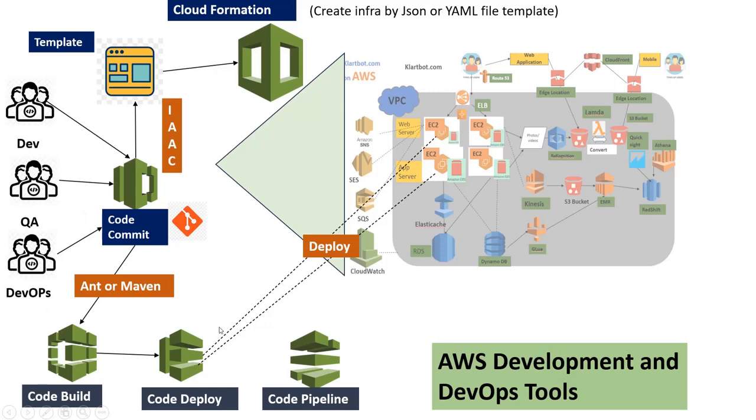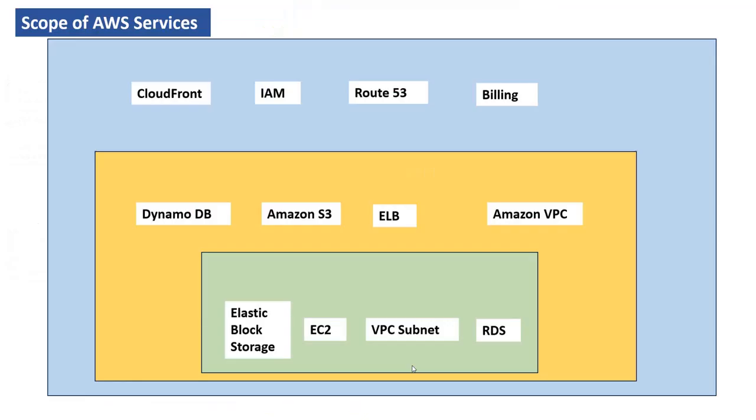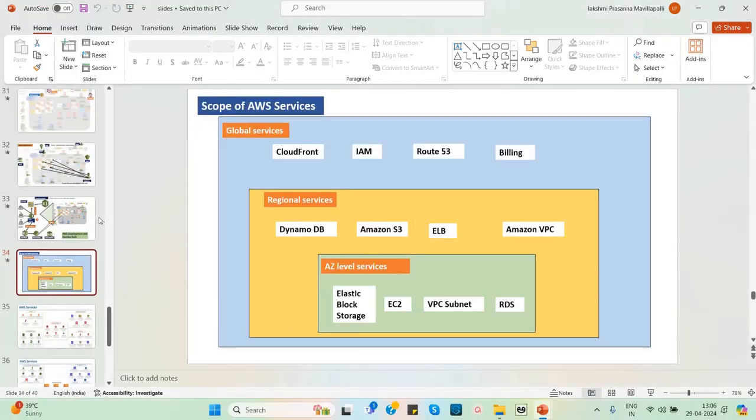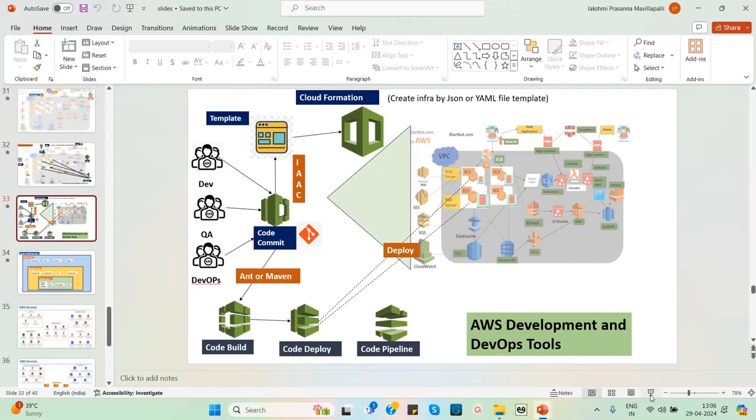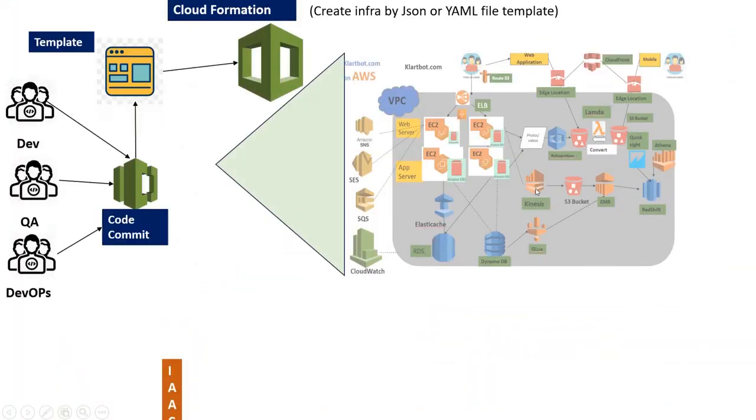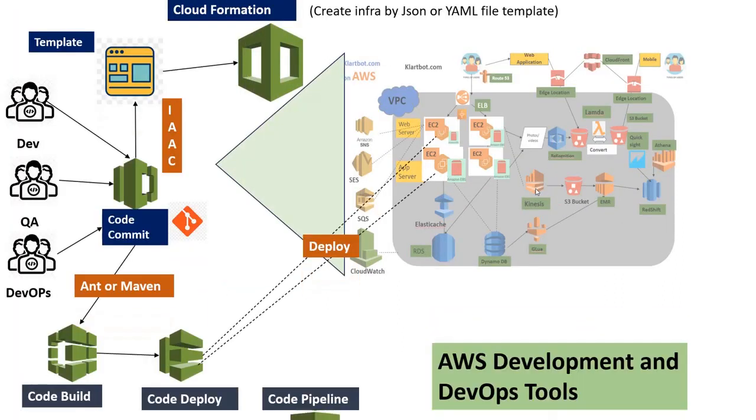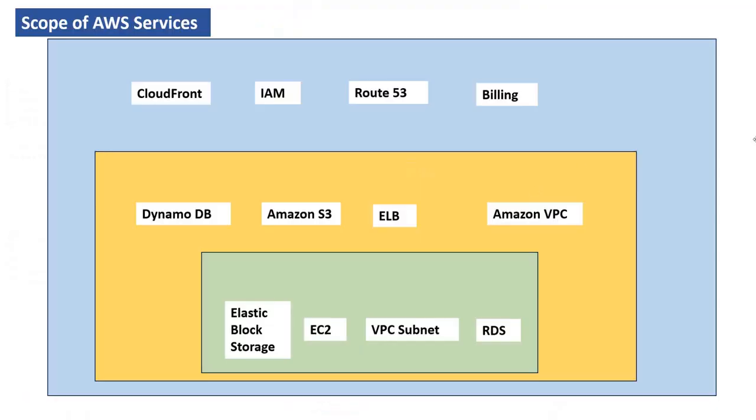As a developer, we do not worry about it, but as a developer or as a new learner of AWS, you should at least have some idea what the different services are. So a pipeline service is there. This is all about AWS developer and DevOps tools. We have a lot of services available in AWS for each and every situation. Okay, so we will see the scope of the AWS services now.